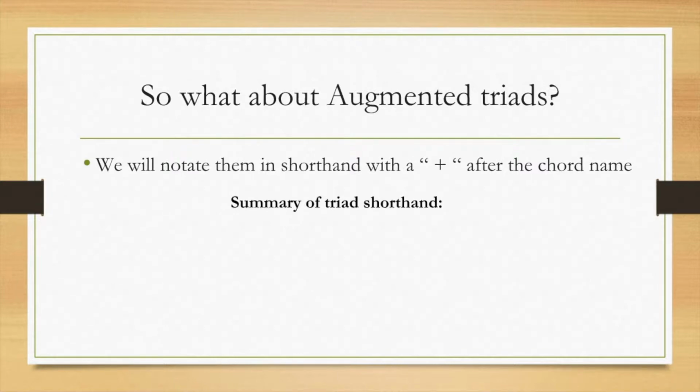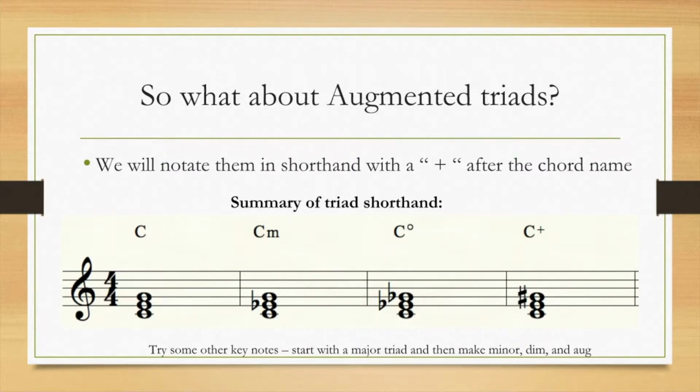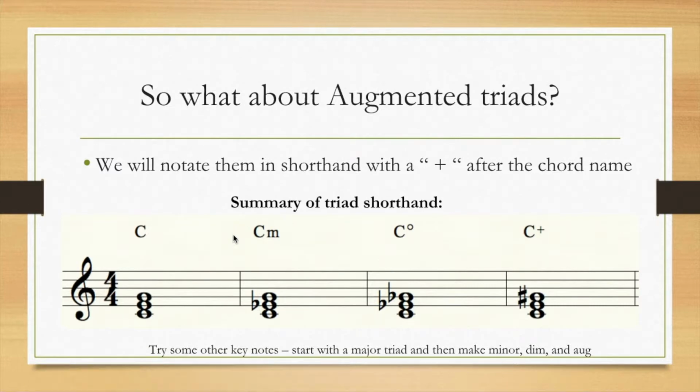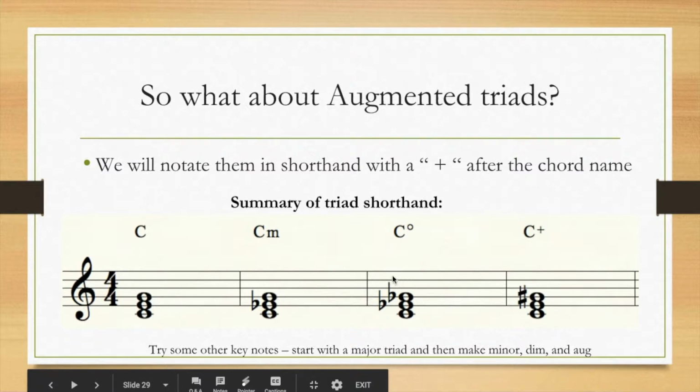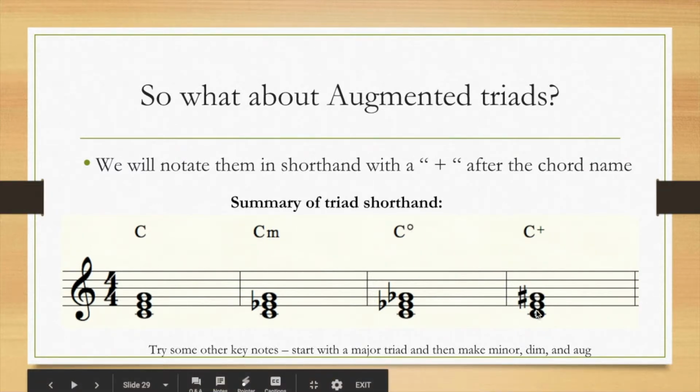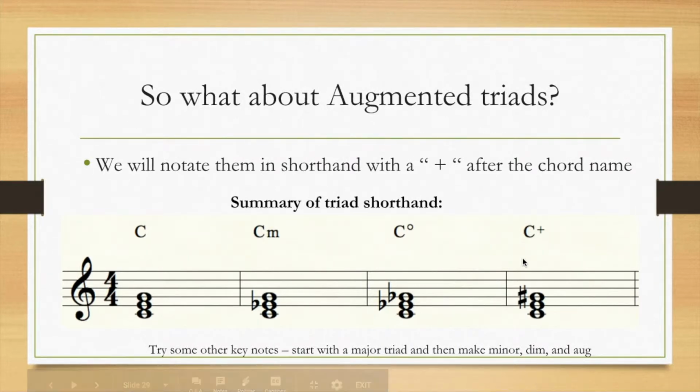So the summary of our triad shorthand is this. We've got our C major chord here. You just draw it as a C. If you lower the third, you have a minor third on the bottom and a major third on the top. That is C minor. That's a minor triad. If you have 2 minor thirds on top of each other, we call that a diminished triad, shorthand with a little circle. If you have 2 major thirds on top of each other, we call that an augmented triad. That had that unique little sound. Very unique little sound.